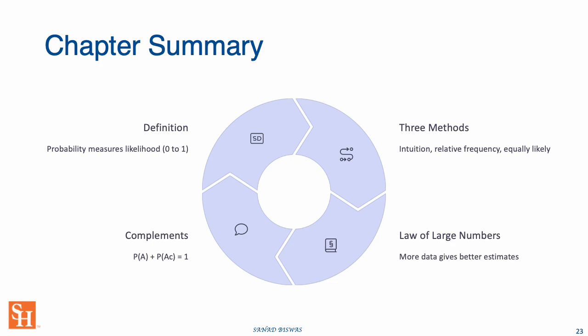That is the end of this module, and I believe you now have a good idea about what probability is. We have discussed that probability is always between 0 and 1, and we have discussed the three methods of finding probability. We have also discussed what complement means, and that the probability of an event plus the probability of its complement is always one. And you also have a very good idea about the law of large numbers.